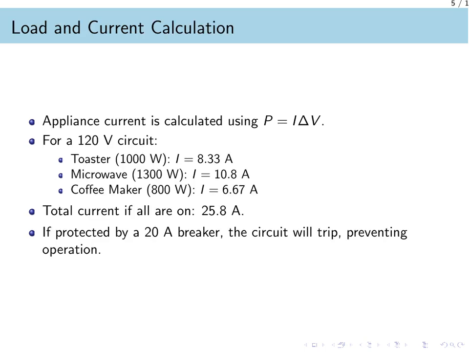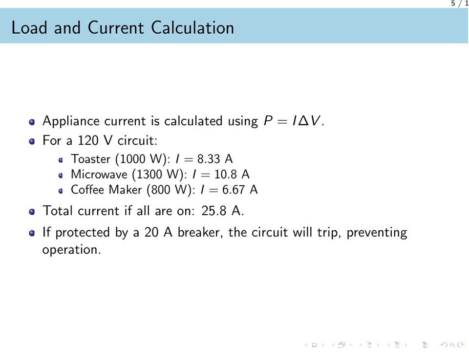To understand why a circuit breaker might trip, we can calculate the load and current for various appliances. The current drawn by an appliance is calculated using the formula: power equals current times the change in voltage. Let us look at a standard 120-volt circuit. A 1,000-watt toaster draws 8.33 amps of current. A 1,300-watt microwave draws 10.8 amps. An 800-watt coffee maker draws 6.67 amps.